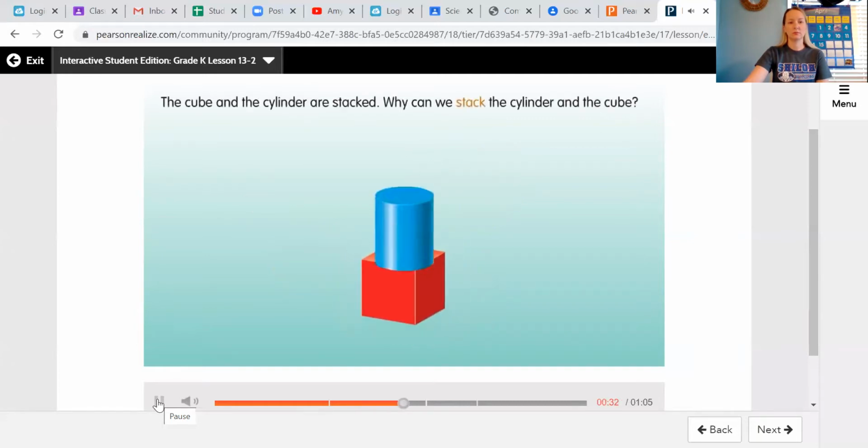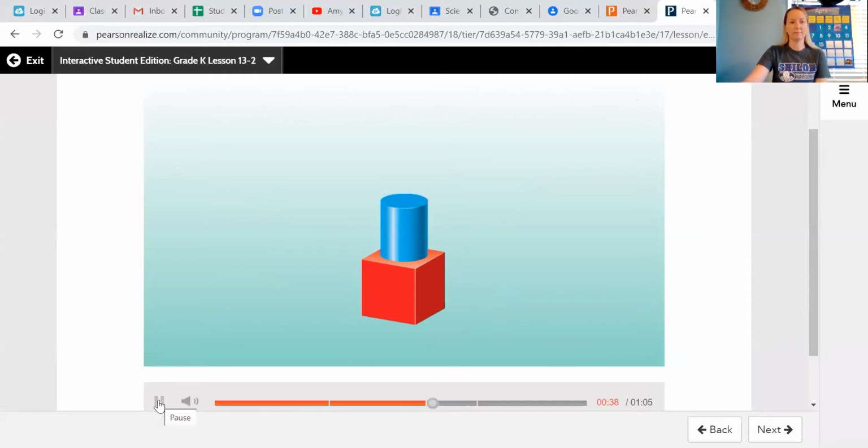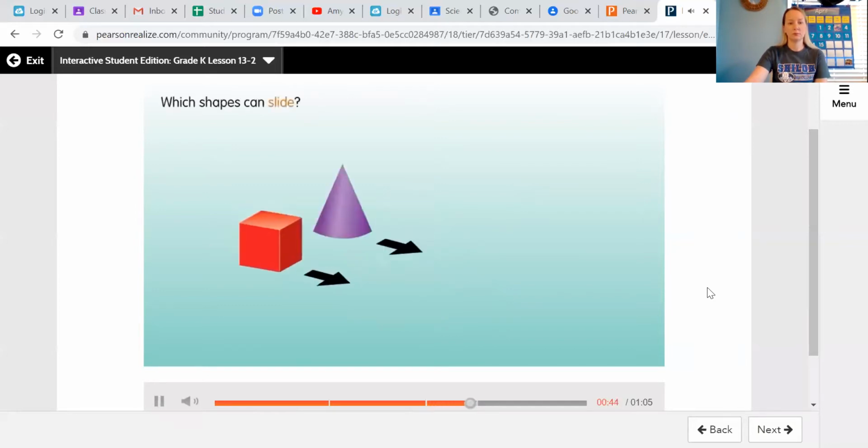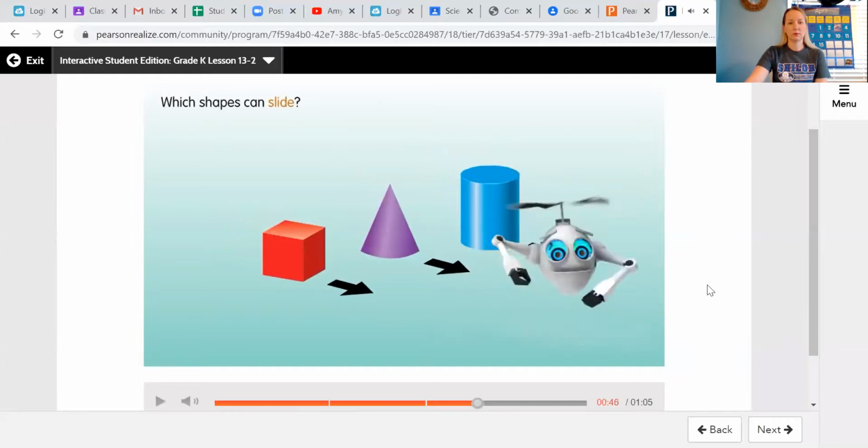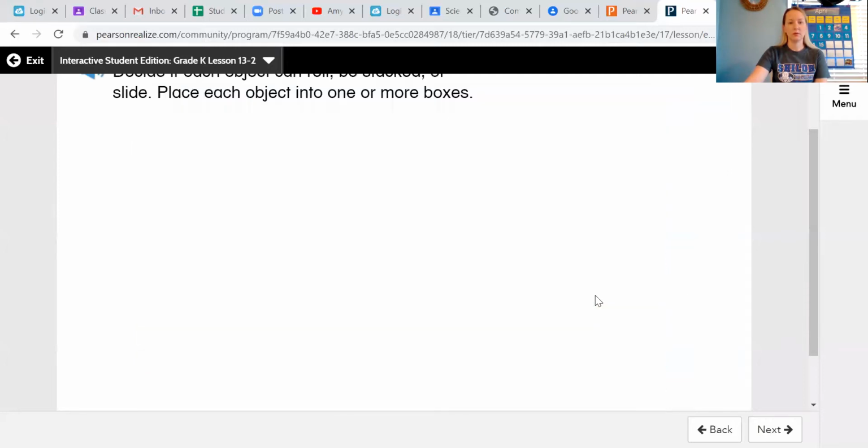The cube and the cylinder are stacked. Why can we stack the cylinder and the cube? Remember, it's because they have flat sides. If there is a flat side, we can stack it. Either way. Let's see if we're right. The cube and the cylinder each have a flat side. Which shapes can slide? Let's try it out.